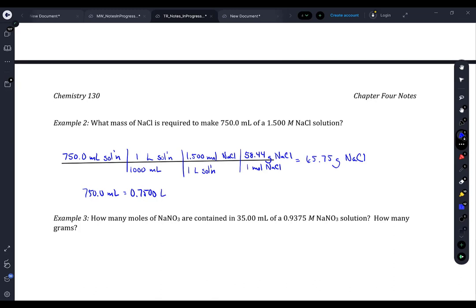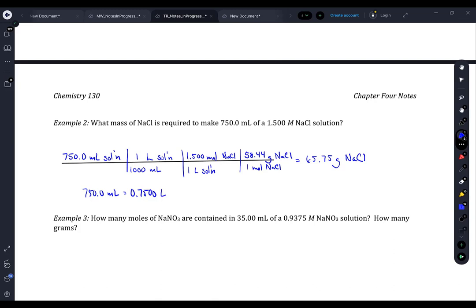How did we get from volume of a pure substance to moles? Volume of a pure liquid. You needed two steps. What were they? To get from volume of a pure liquid to moles, you need the density. So the density would take you from the volume of the pure liquid to the grams of the pure liquid. And then once you know grams, you need the molar mass to find the moles.